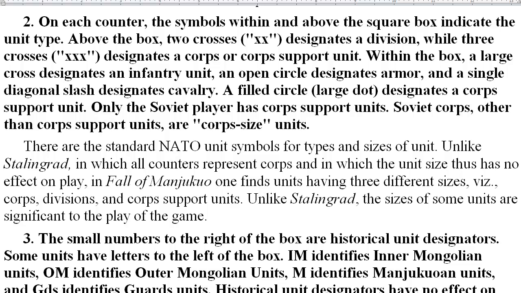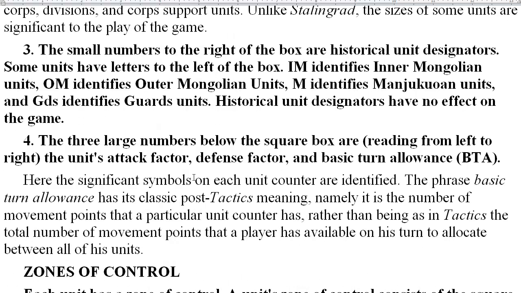However, in Fall of Manchukuo, unlike some other games, the size of the unit actually matters. There are numbers printed on each unit. At the bottom of each unit, there are three large numbers reading from left to right. These are the unit's attack factor, defense factor, and basic turn allowance or movement factor. Those numbers and their use are exactly the same as they are in Stalingrad.